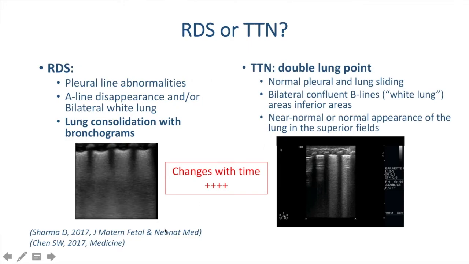To summarize, RDS is characterized by pleural line abnormalities, A-line disappearance and/or bilateral white lung consolidation with bronchograms. TTN is frequently, in 50% of the cases, associated with double lung point. It means bilateral confluent B lines in inferior areas, and near normal or normal appearance of the lung in superior fields, and most importantly, a normal pleural line and lung sliding.